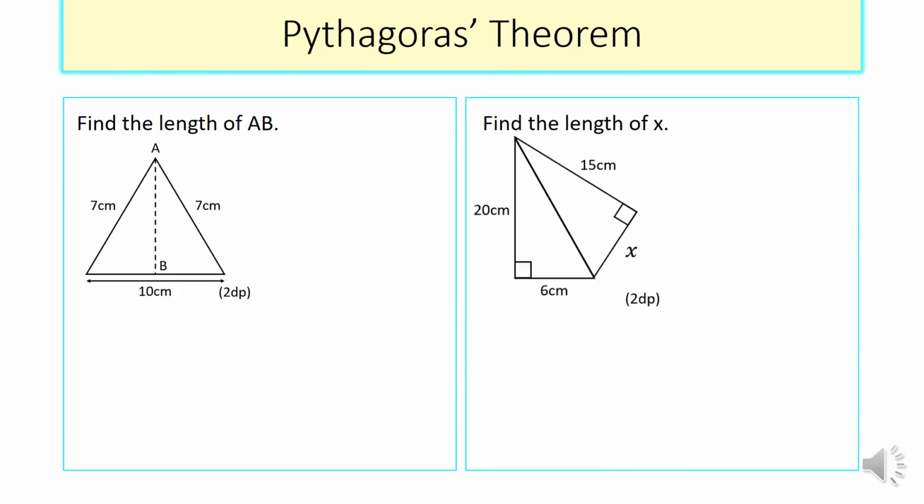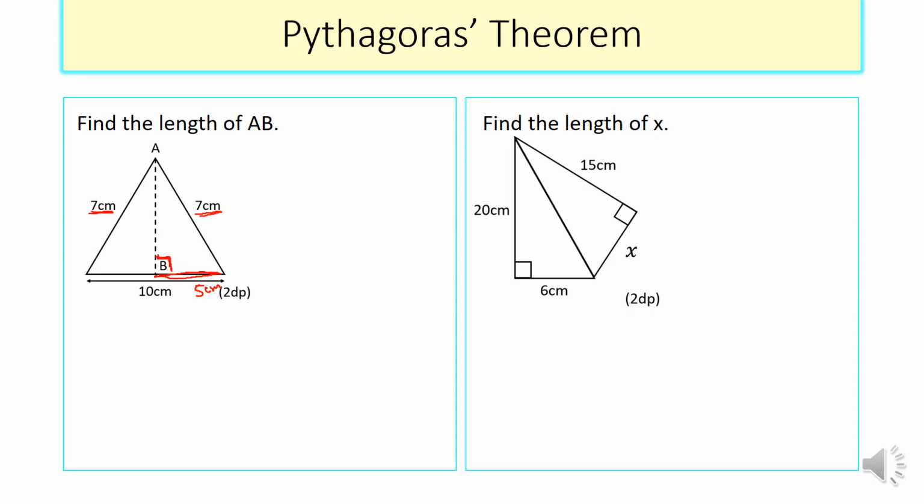In my next question, I have a triangle, which is an isosceles triangle. I can see that because those two sides are the same. In this case, I know that this height, AB, is perpendicular to the base, and it also bisects the base of the triangle. That means that the base is split into two equal parts. So I know that this part only is going to be 5 centimeters. I want to find the length of AB, so the length of this height.